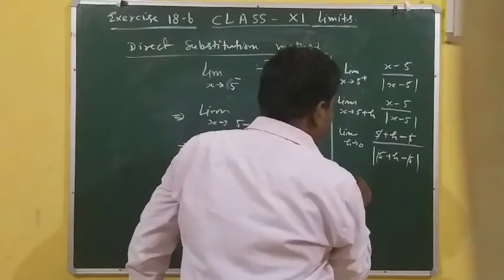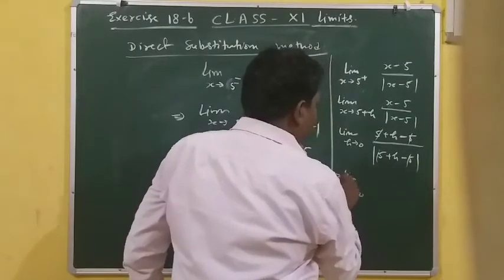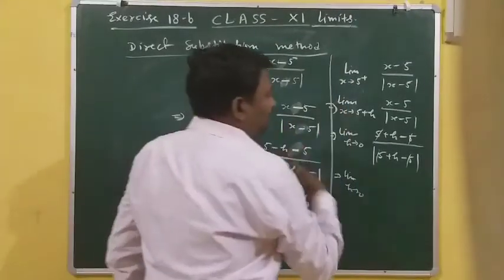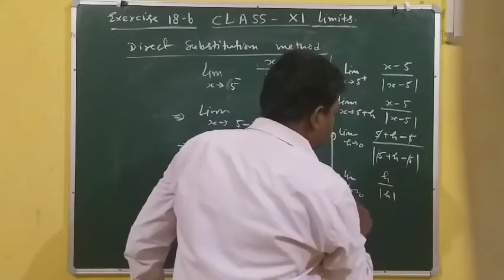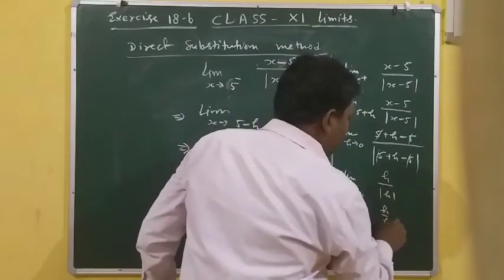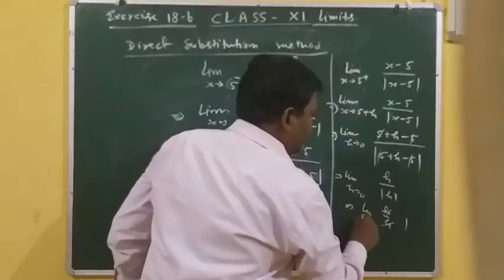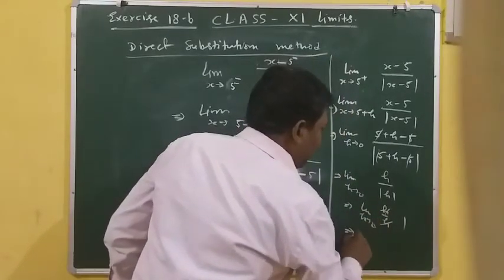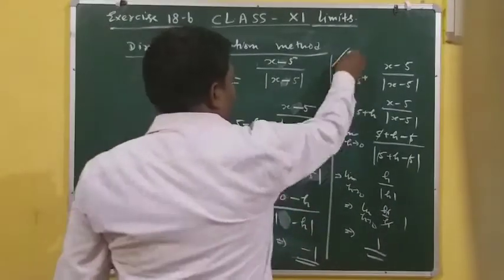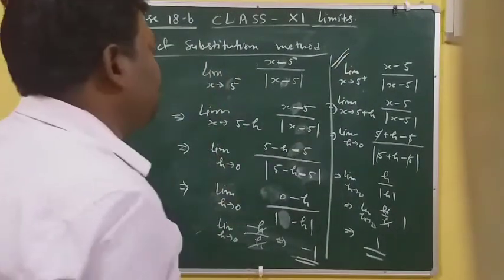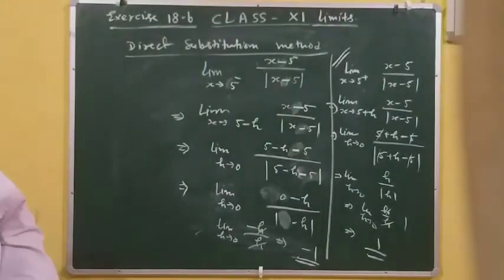So the limit as h tends to 0, it implies everywhere equal, right? Here h upon mod of h, that will give you h upon h, that is 1. Limit h tends to 0, so it implies that 1. Its answer is 1. This is also a question from your exercise. Okay, another question.